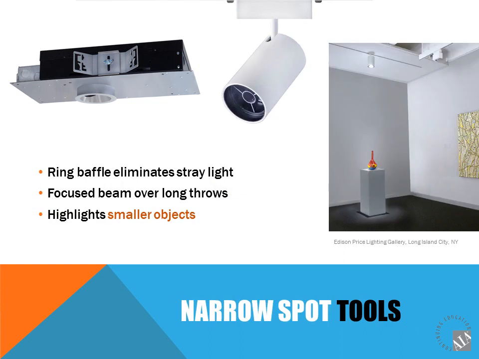Narrow spot accent lights, again recessed, track mounted. On the right you see a ring baffle which eliminates stray light and keeps the center beam of the fixture focused on the work of art, in this case a vase on a pedestal you see to the right.